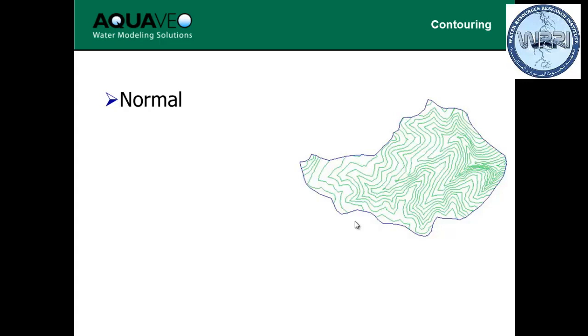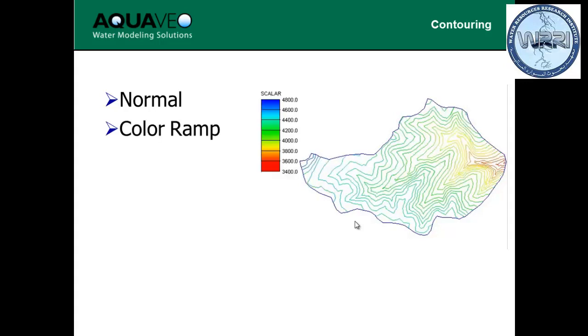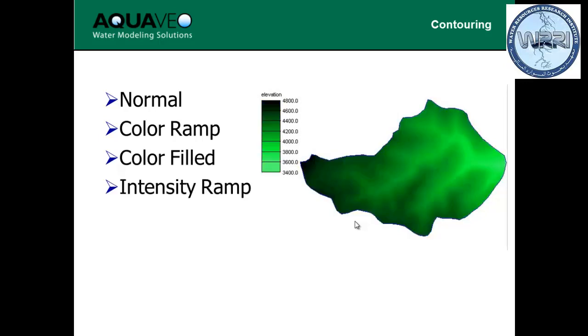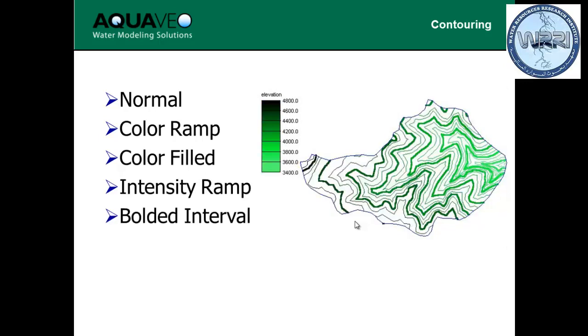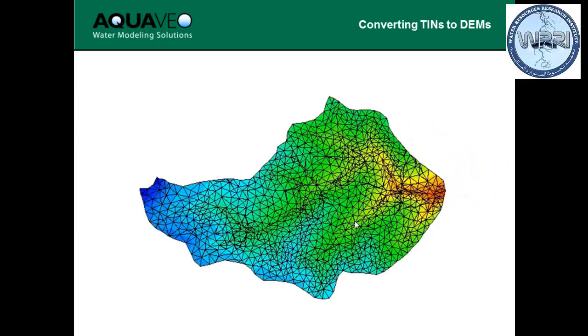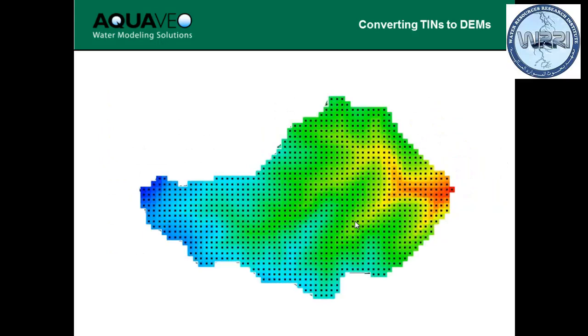So there are different display options for TINs. You can contour them, and just like DEMs, you can do color-filled contours. They're just different display options for TINs. You can also convert a TIN to a DEM. So here's a TIN. I can convert that to a DEM.